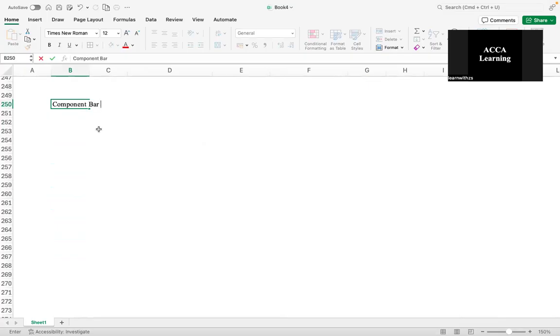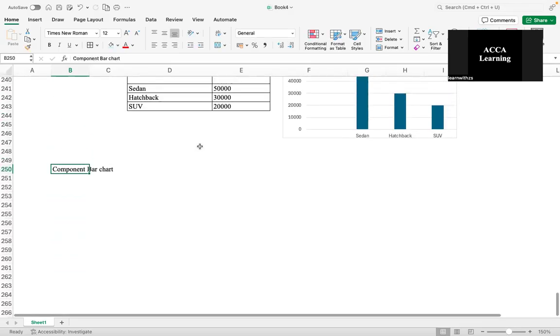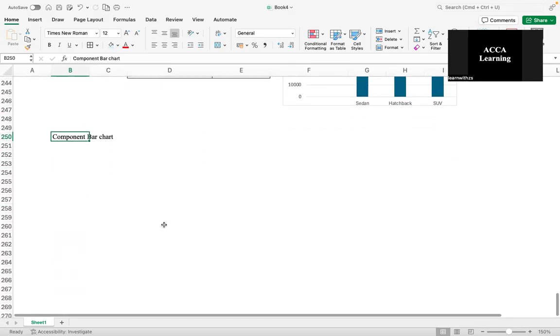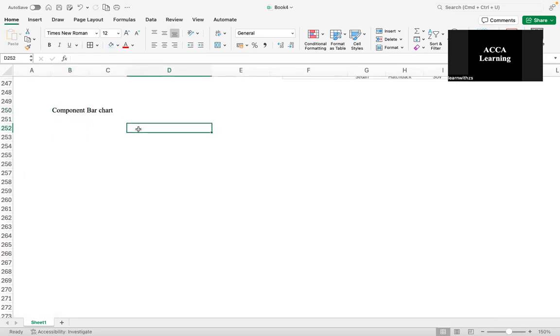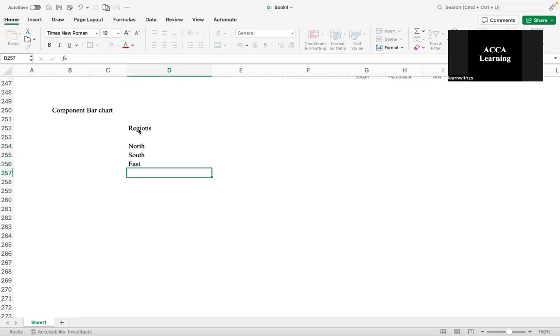Component bar chart. How would a component bar chart look? It is a similar type of table with an extra hint of information. We will still talk about cars and sales, but this time we involve regions in it. You have regions: north, south, east, and west.